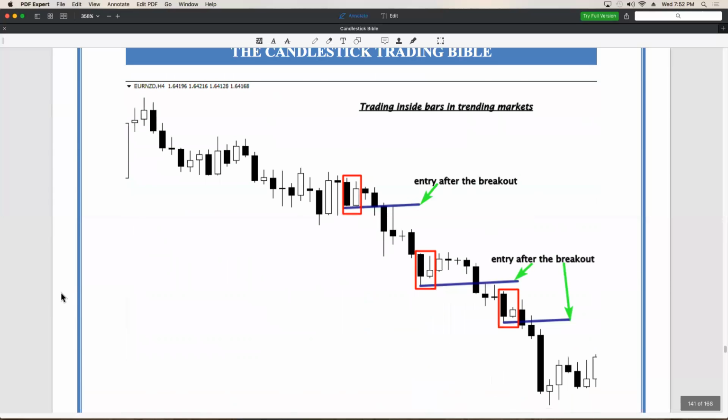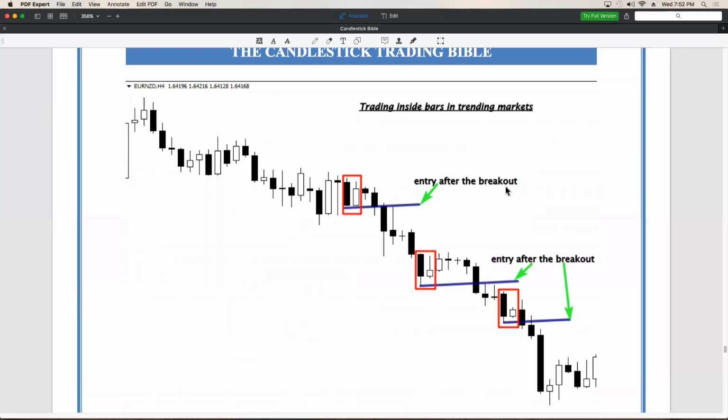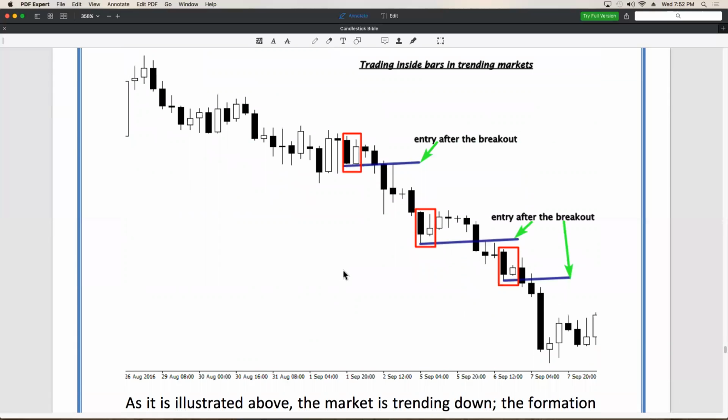Okay, trading inside bars in trending markets. We know the market is trending down. Trend is your friend. It's going down. So let's say entry after the breakout. What breakout? Entry after the breakout. Oh, wait a minute. Okay.